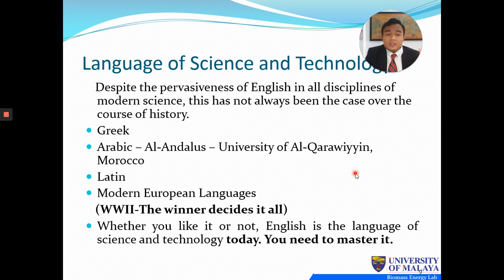Science and technology language started with Greek language, followed by Arabic in the Al-Andalus civilization, where the first university in the world, University of Qarawiyyin, now it is still existing in Morocco. So from Greek, it evolved to Arabic, and later on Latin and modern European languages. And the World War II, the winner decides it all. So the Allied forces won. So whether you like it or not, English is the language of science of technology today, and you need to master it in order to master technical writing.